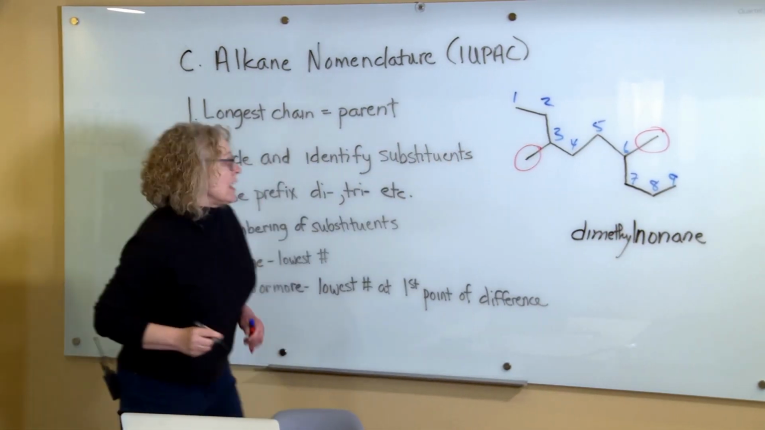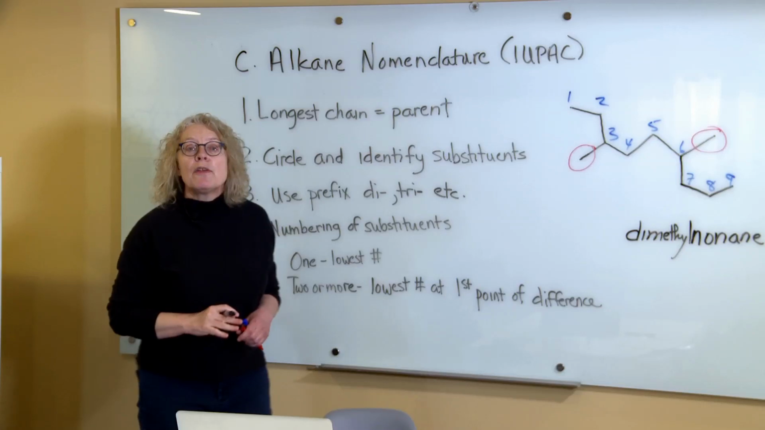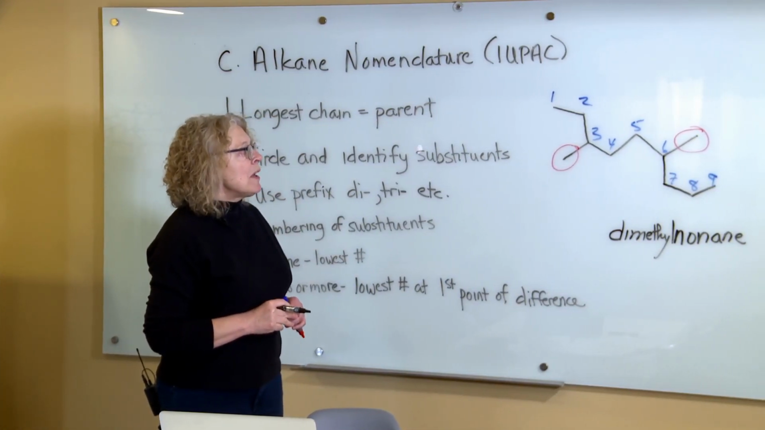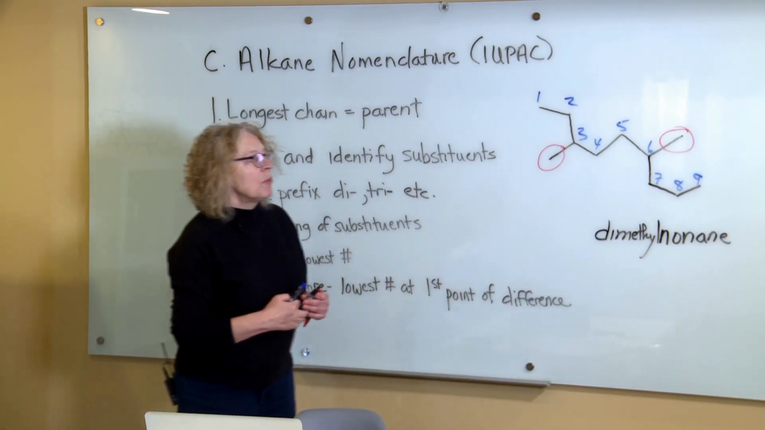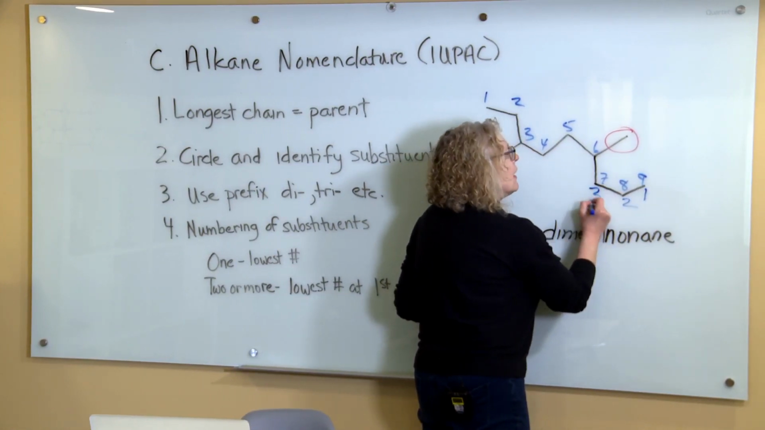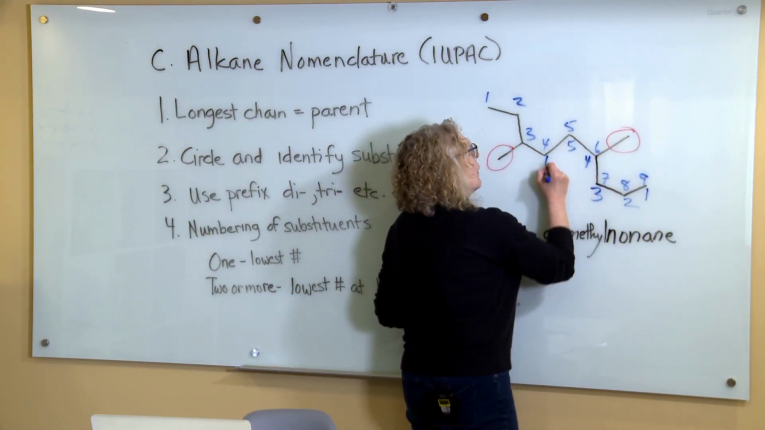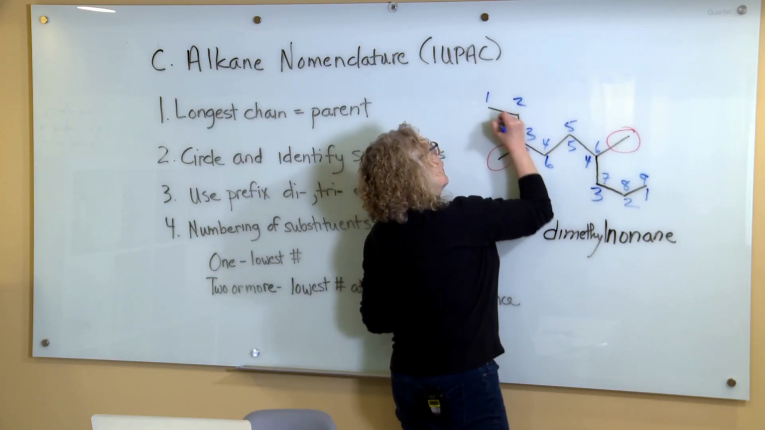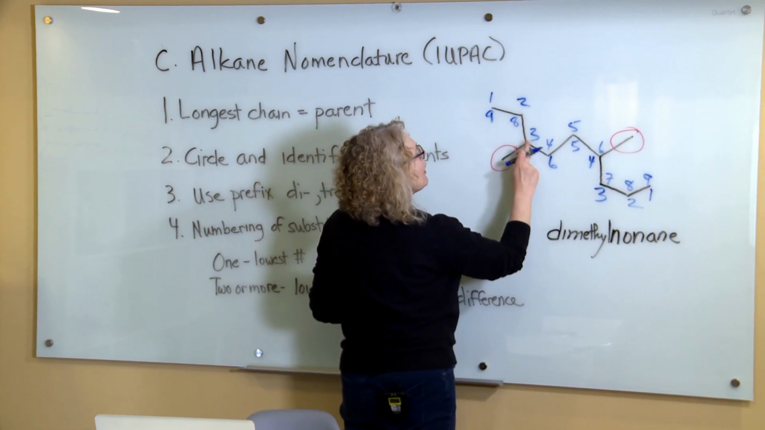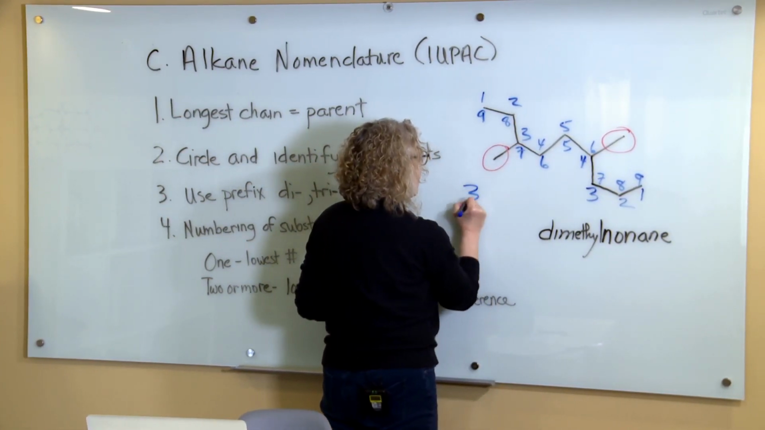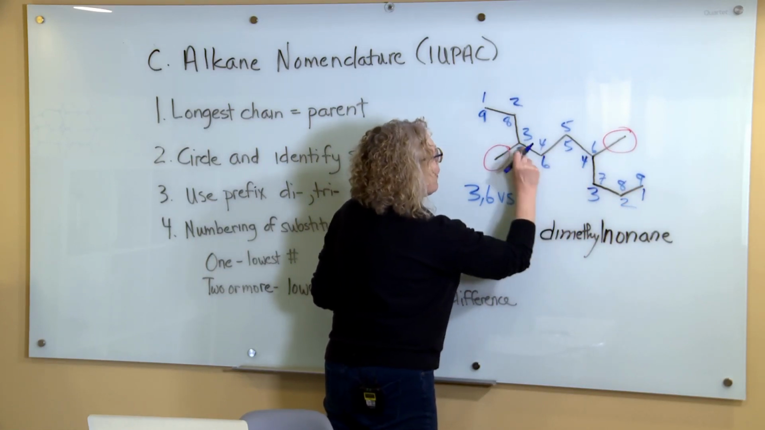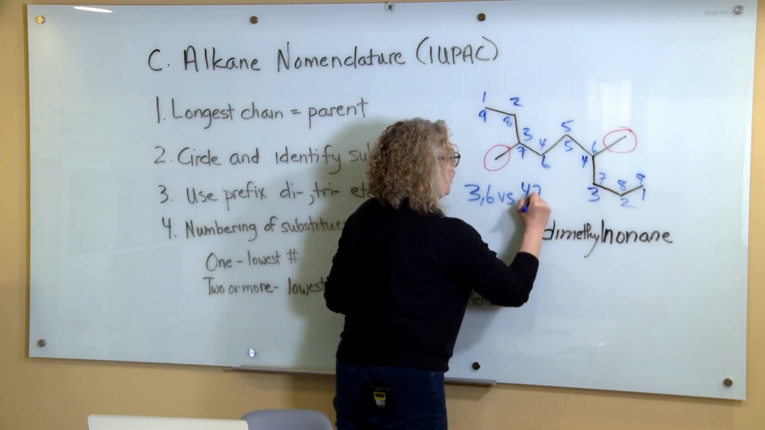The final thing we need to do, though, is to number where the methyls are, because there's a lot of places they could be. We have to number them unambiguously. And what I suggest, at least when you're starting nomenclature, is to always number the parent chain in each direction, and then compare the two numbering schemes. So the top numbering scheme, the methyls are at the 3,6 position. If we go in the bottom numbering scheme, they're at the 4,7 position.